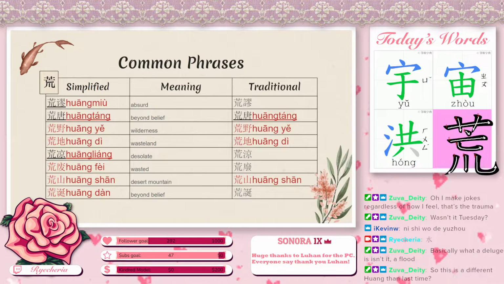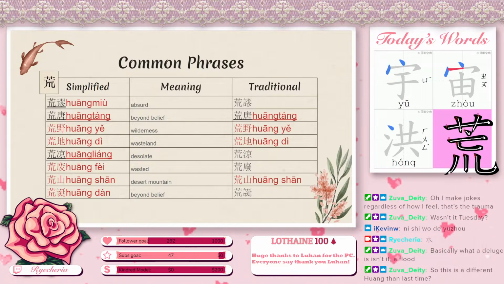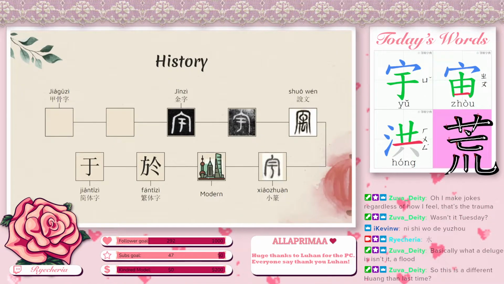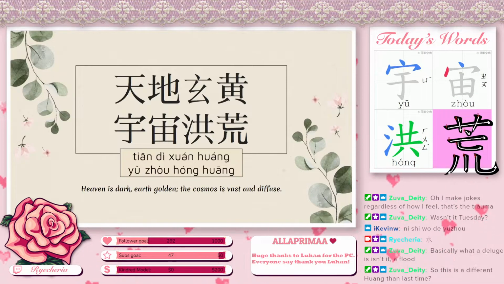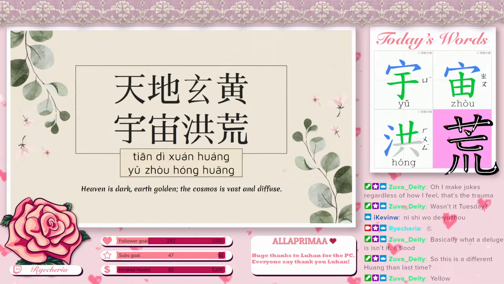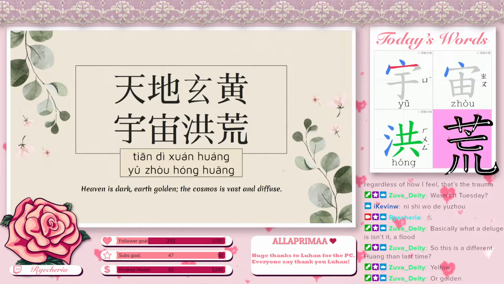This is a different Huang than last time. Yes. The one that we dealt with last time was the one above the current one, so the fourth character. That one is Huang. And this one is Huang. So the fourth character means yellow, Huang. And then the eighth character is Huang, which is desolate or barren. Yellow or golden, yes.